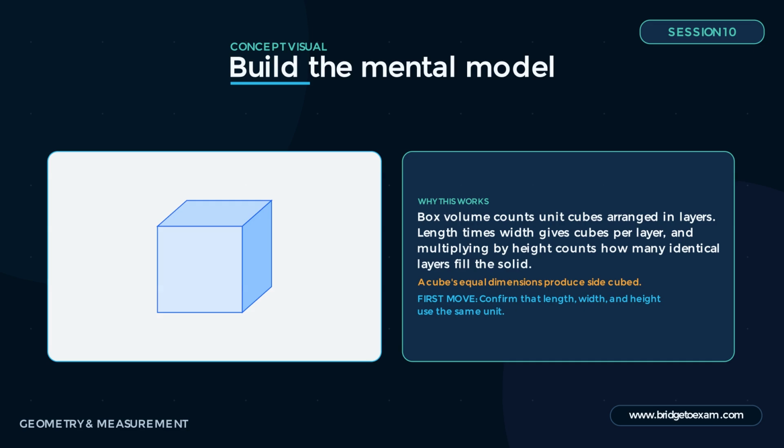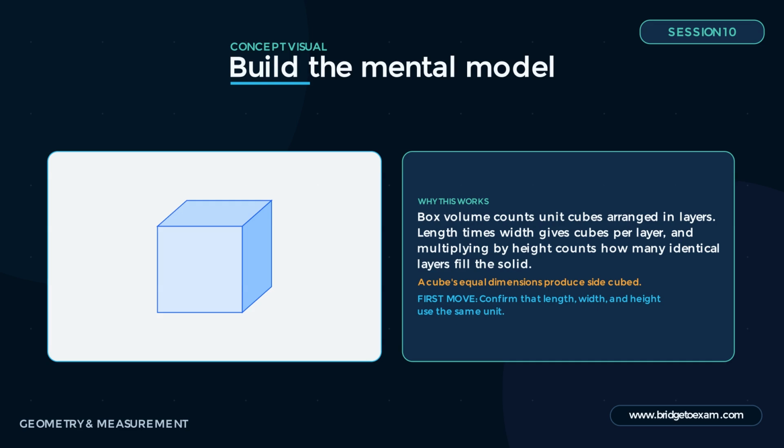Draw or imagine a cross-section and decide whether you are filling the solid or covering it. This separates cubic volume from square surface area. Now add a precision check. For a solid, mark the base and the perpendicular height, then separate flat faces from curved surfaces.